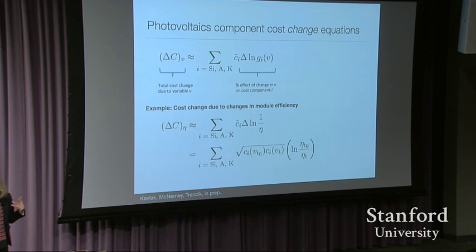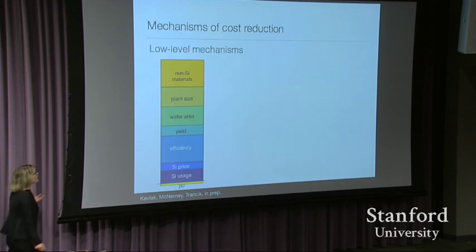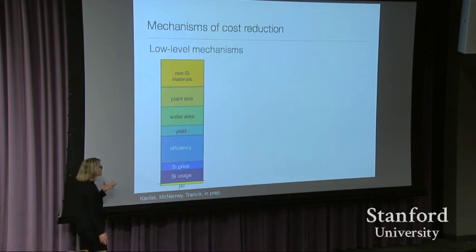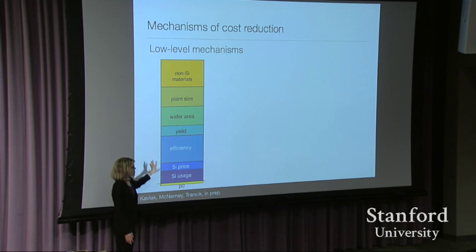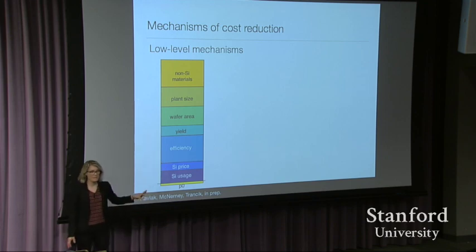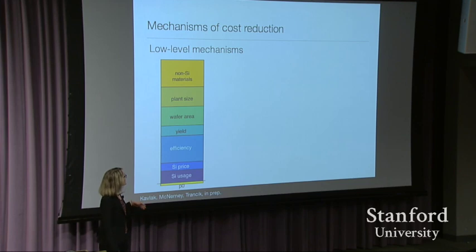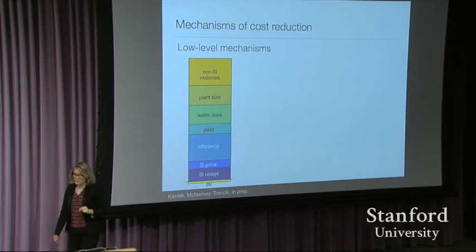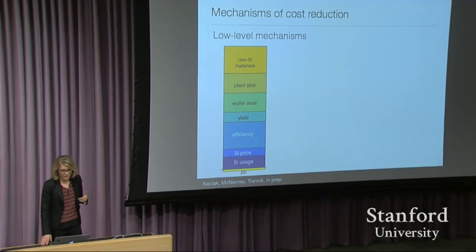Okay, so how do these low-level mechanisms affect, how important were they in determining that dramatic cost change that we saw in photovoltaics? Well, you can see the breakdown here. So you can see that efficiency played a big role, non-silicon materials costs played a big role.